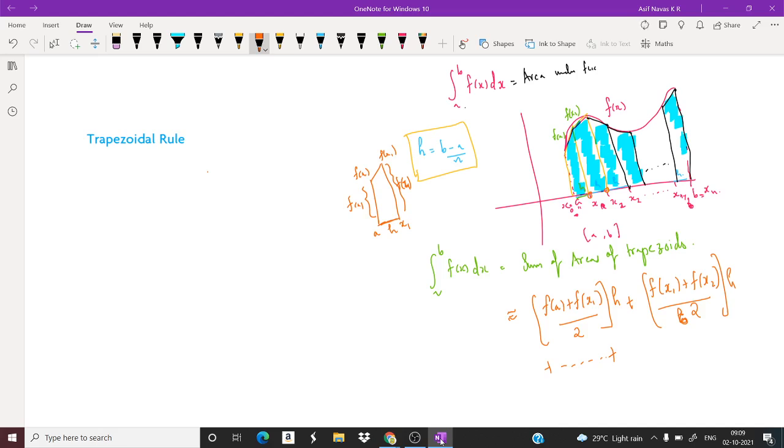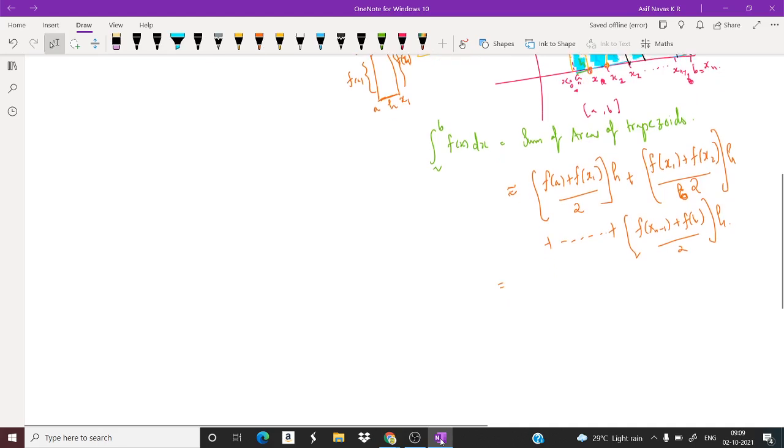The last trapezoid is this trapezoid. So this is f of xn minus 1 and f of b. So the area is f of xn minus 1 plus f of b divided by 2 into h. Now, therefore, if we add all those values, I can take h by 2 outside. Okay, h by 2 is common everywhere.